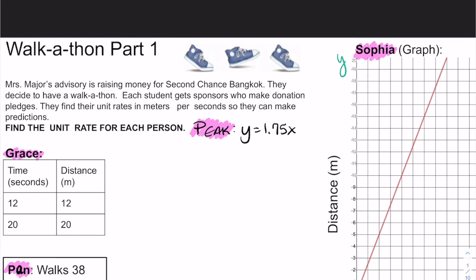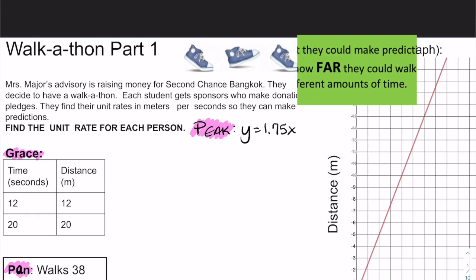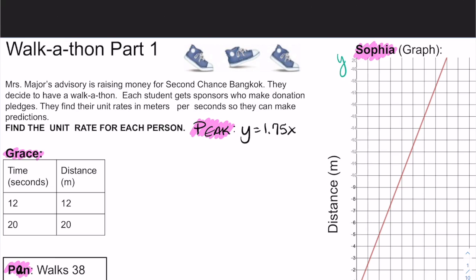And so Grace, Pun, Peak, and Sophia have figured out their walking rate. They did this so they could make predictions about how fast they could walk. This skill, being able to find unit rates from different representations like tables, graphs, equations, and situations, and then compare them is one of the standards, and that's on an upcoming assessment.